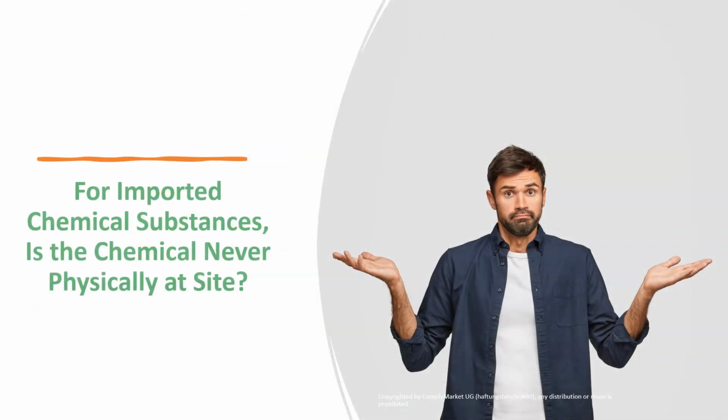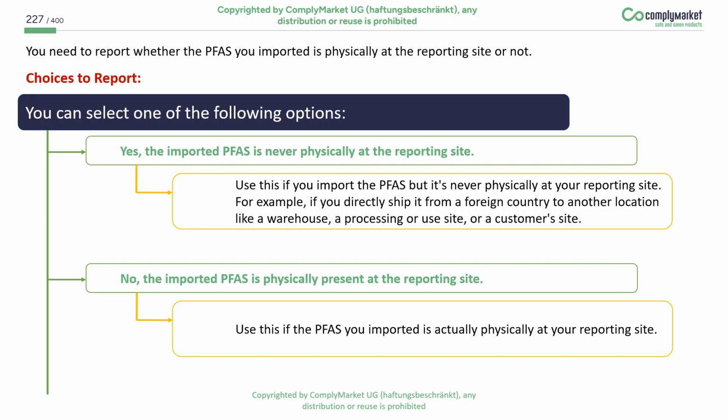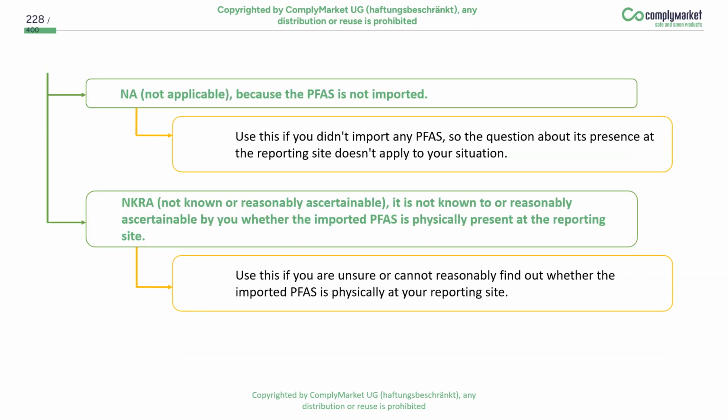For imported chemical substances, is the chemical never physically at the site? So here, if the answer is yes, use this if you import the PFAS, but it is never physically at your reporting site. That's the option you can choose. Otherwise, you choose no, if the PFAS you imported is actually physically at your reporting site. NA, not applicable, because PFAS is not imported. Or NK if it is not known.